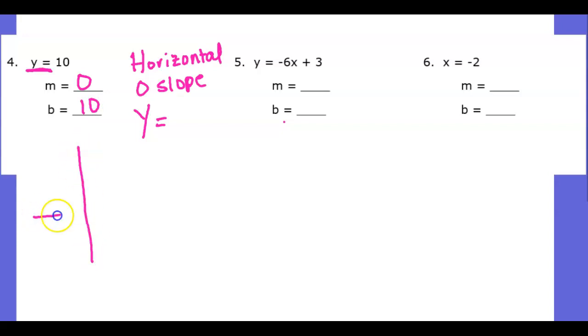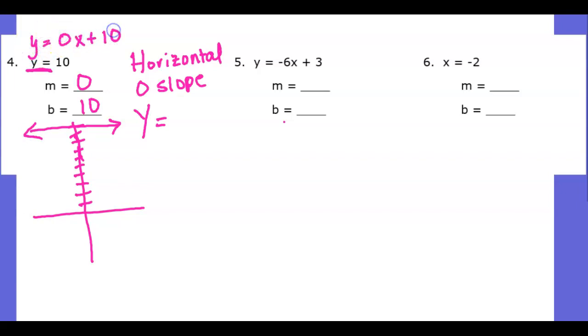And if we graphed it, it would be up here at 1, 2, 3, 4, 5, 6, 7, 8, 9, 10. Okay, it's just a horizontal line like that. Okay. All right, and you could also think of it as y is equal to 0x plus 10. So actually in that form, there you have your 0 slope. All right, looking at number 5, we're in slope-intercept form. Our slope is -6. Our y-intercept is +3.